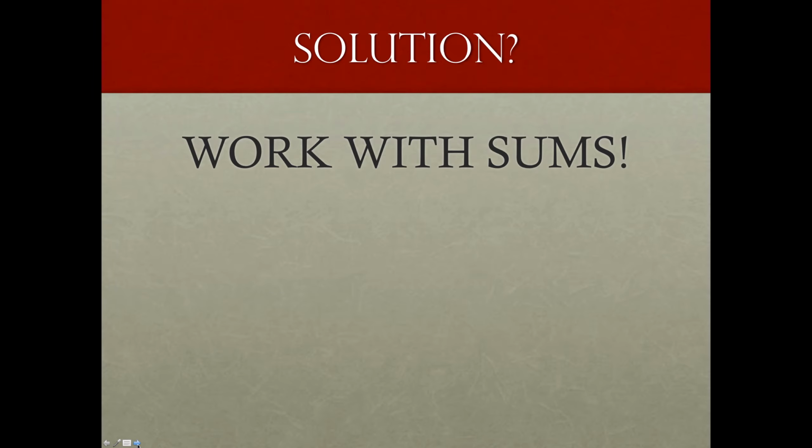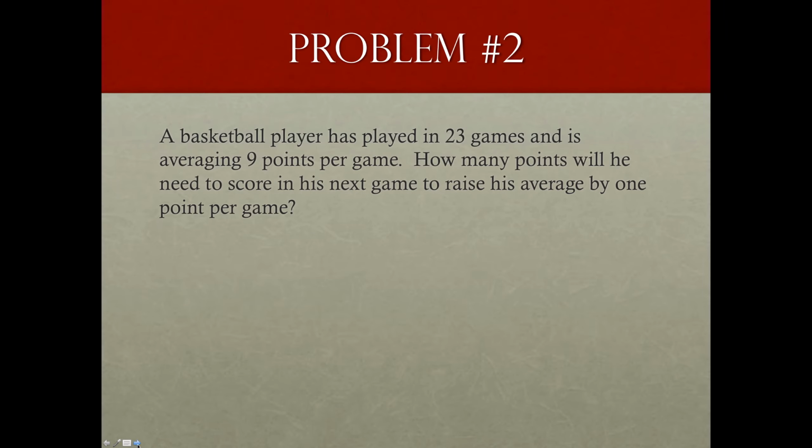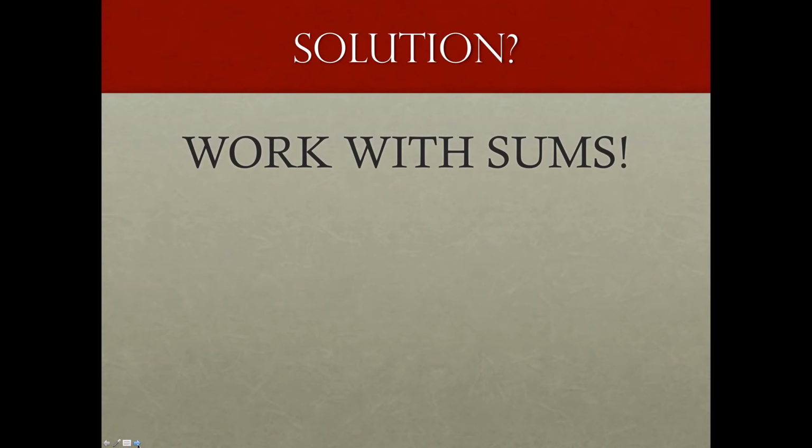And the solution will be we're going to work with sums. Next problem. A basketball player has played 23 games and is averaging 9 points per game. How many points will he need to score in his next game to raise his average by 1 point per game? This again falls under the realm of problem solving with means, because again, averaging 9 points per game. Instead of doing something goofy, what are we going to do here? Well, our solution is going to be to work with sums.